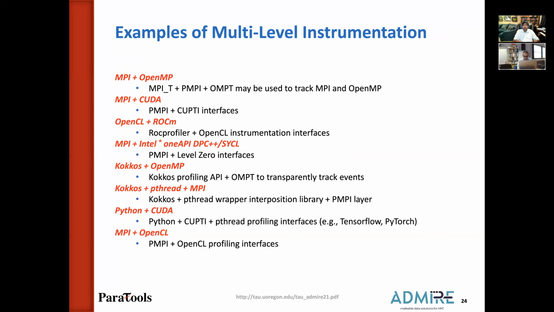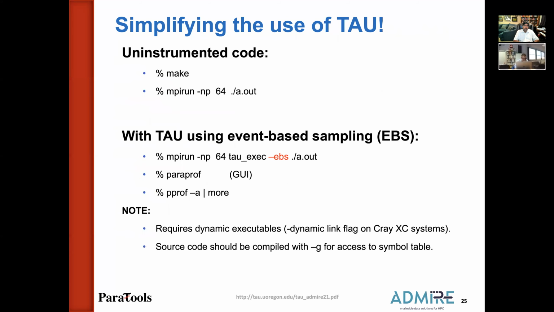And of course, for multi-level instrumentation, Tau supports mixing and matching these different runtimes. So you could, for example, have MPI with DPC++ or Kokkos with a pthread backend with MPI, or Python with CUDA, or MPI with OpenCL, and you can customize Tau. So you can configure Tau with the runtime that you want to use, or a combination of runtimes. And then when you launch the application, your unmodified application can be launched using a tool called tau_exec.